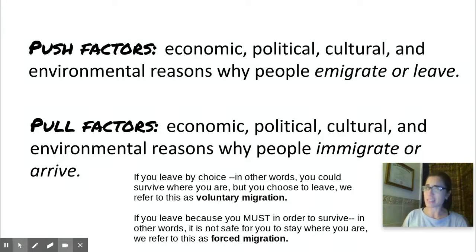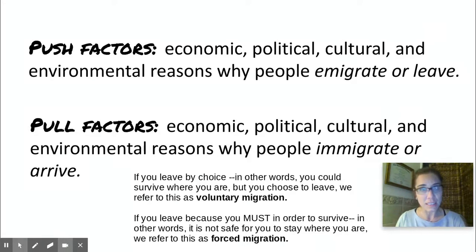I mean, it's fine and you can survive, but you just want better. We refer to that as voluntary migration. If you leave because you have no choice, we're talking about the safety and security of your family. We're talking about survival, food, shelter, basic needs, and you will not survive unless you leave. We call that forced migration.